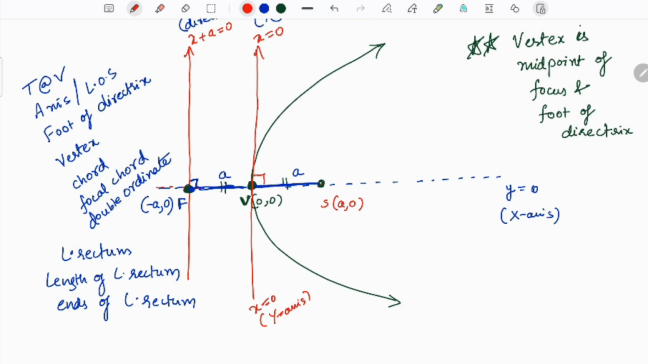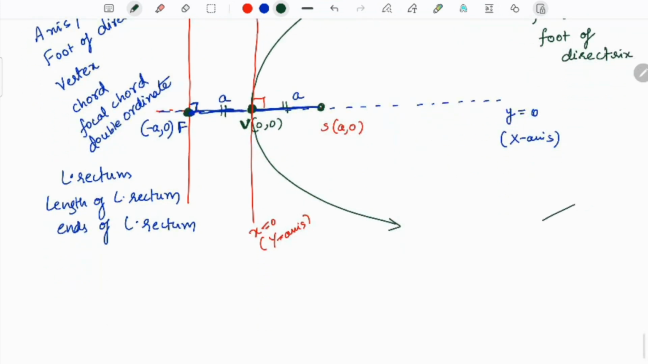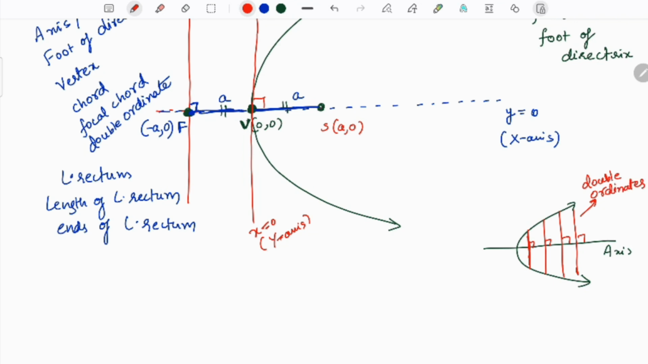What about double ordinate? What is double ordinate? Double ordinates are also chords which are perpendicular to axis. So this is a chord, right? What is specialty of the chord? It is perpendicular to axis. So these chords are double ordinates. Passing through focus, focal chord; perpendicular to axis, those chords we call as double ordinates.